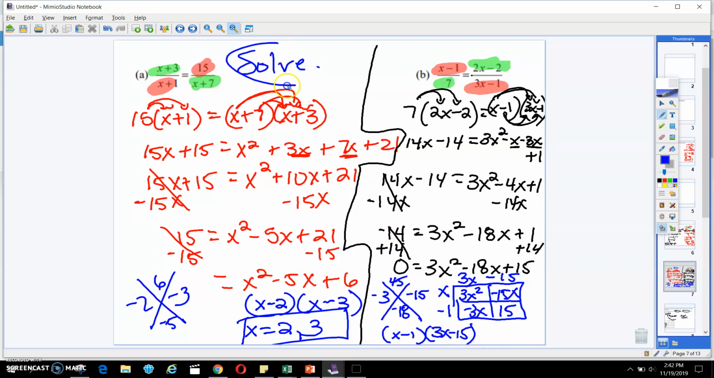And remember, my goal is to solve. So we're going to put both of these parentheses equal to 0, and we're going to solve. If you do that, you're going to get x equals 1, and x also equals 5, because you would add 15 to both sides and divide by 3, right? Okay? So that would be my final answer, and I'm sorry that it's so crazy.